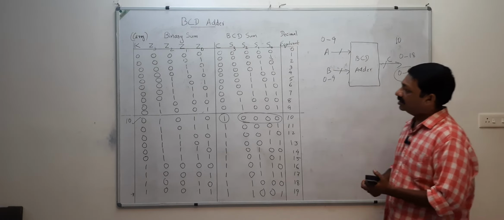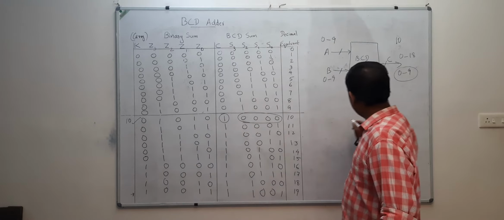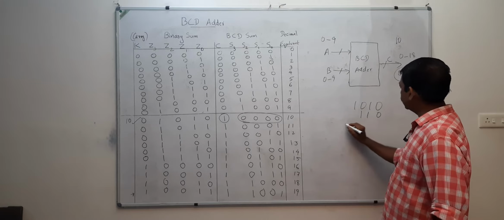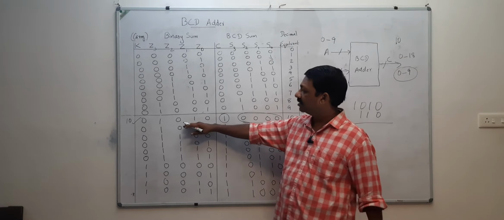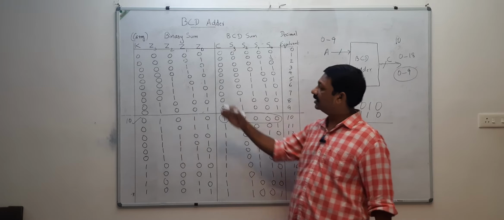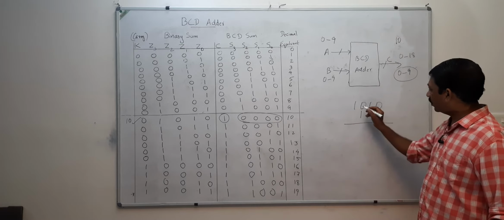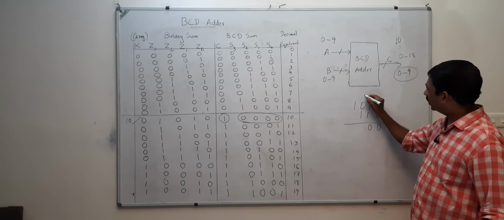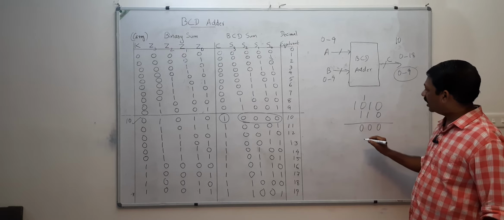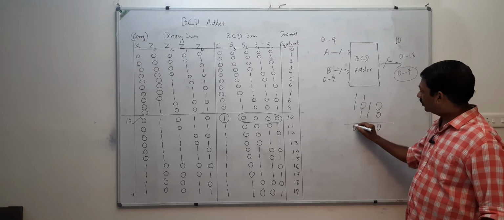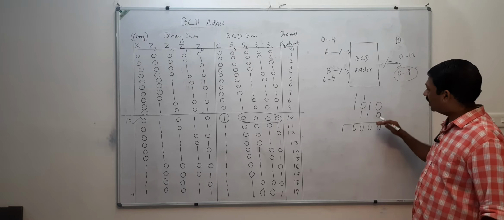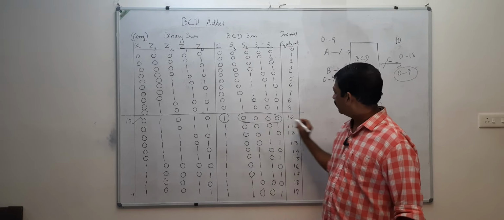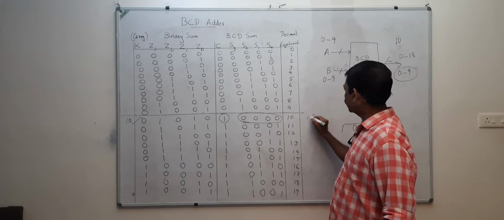That means here 1 0 1 0, and you have to add 6 to that. If the binary number after addition is greater than 9, you have to add 6. That means 0 plus 0 is 0, 1 plus 0 is 1, 1 plus 1 is 0 and the carry is 1, 1 plus 1 is 0, again the carry is 1. When you are adding 6 to this, you get this is 1 and this is 0.